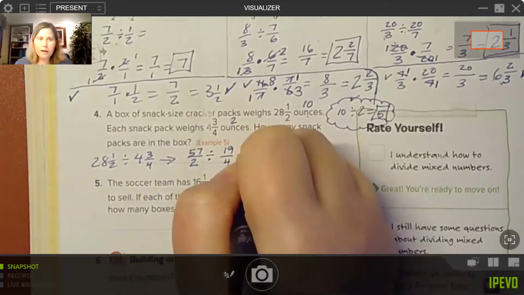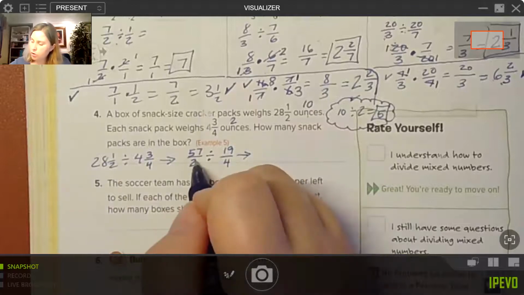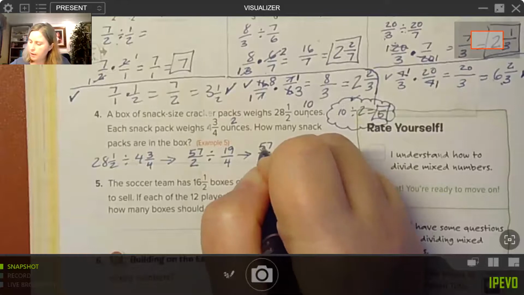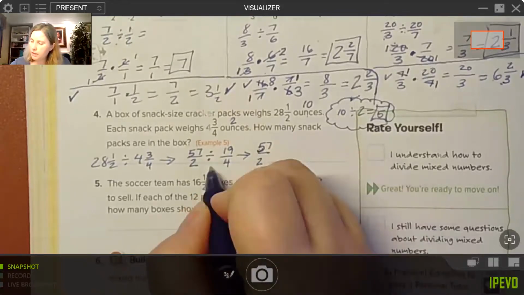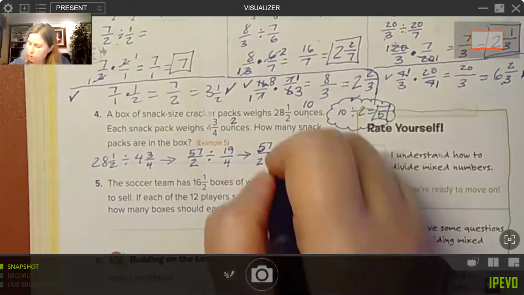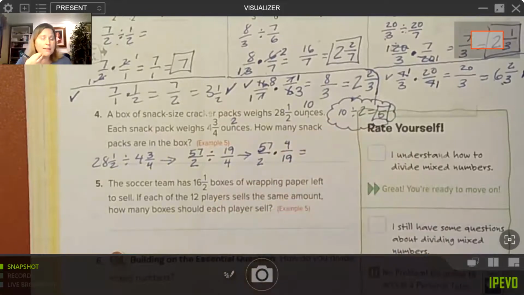Now that I have them both as improper fractions, I have 57 halves divided by 19 fourths. I leave that first number alone. Remember, that's what I'm starting with, 57 halves. Okay, and then I change the divide to times, and I change the 19 over 4 to 4 over 19. Then I want to check to see if I can cross cancel.